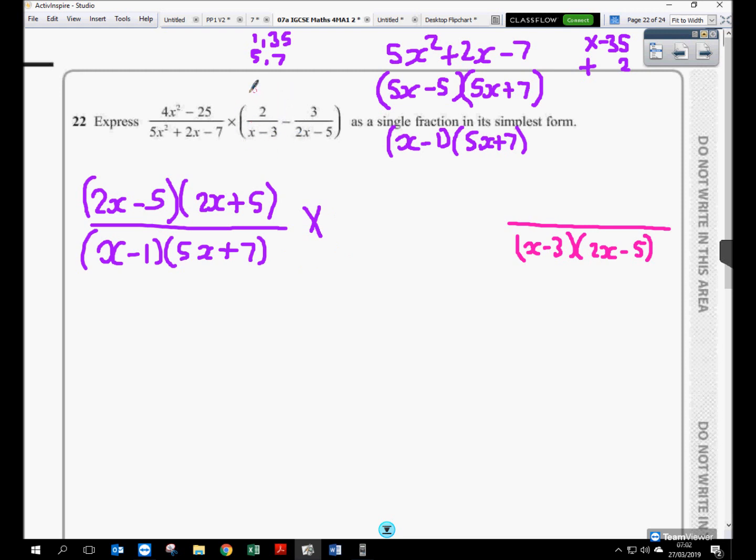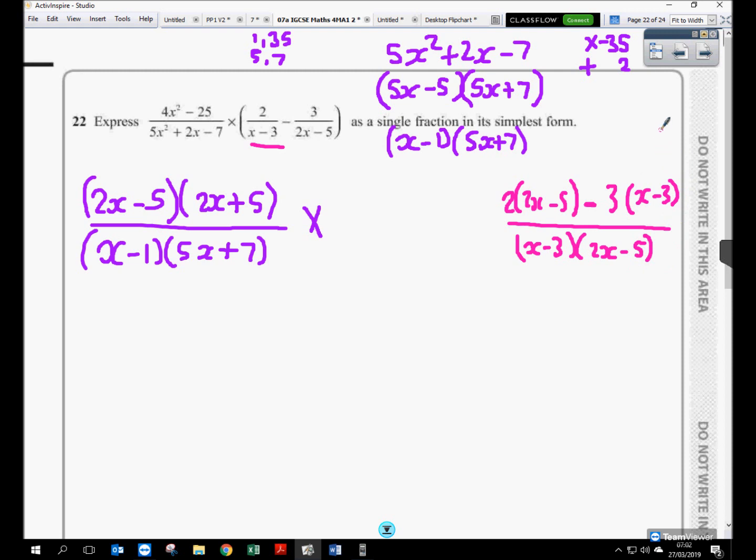But let's consider the first fraction here. What do you multiply x minus 3 by to end up with this denominator? You multiply it by 2x minus 5, so you times the top by 2x minus 5. And don't forget that this is minus. Okay, what do you multiply 2x minus 5 by to end up with this denominator? Multiply it by x minus 3. So times the top by x minus 3.